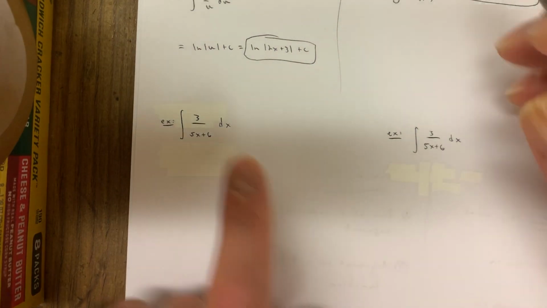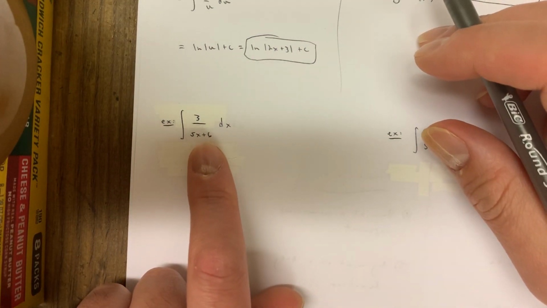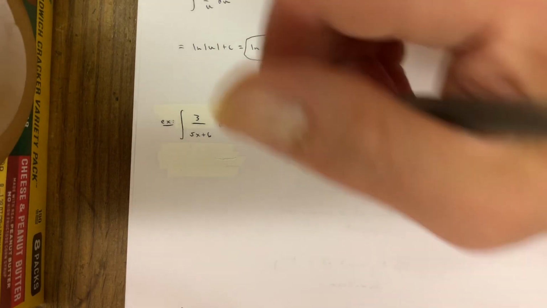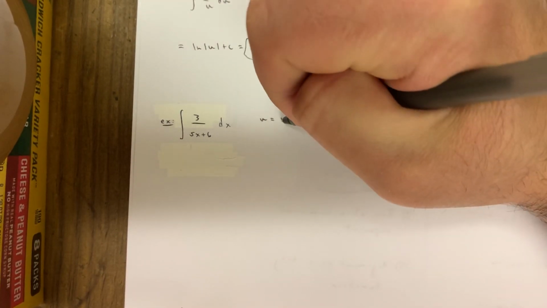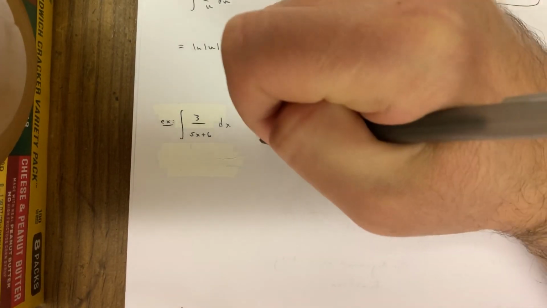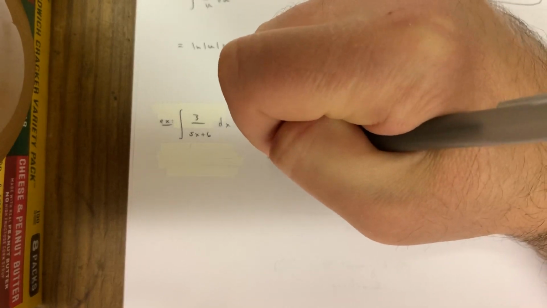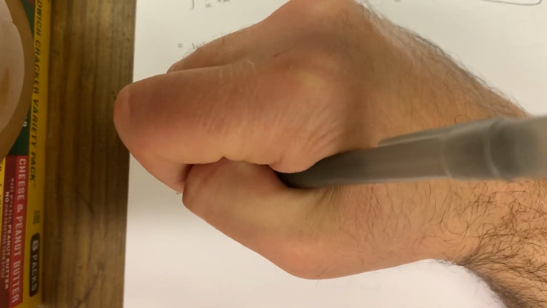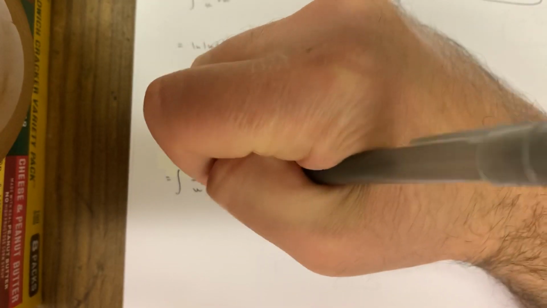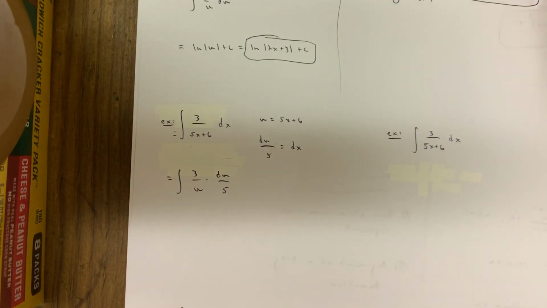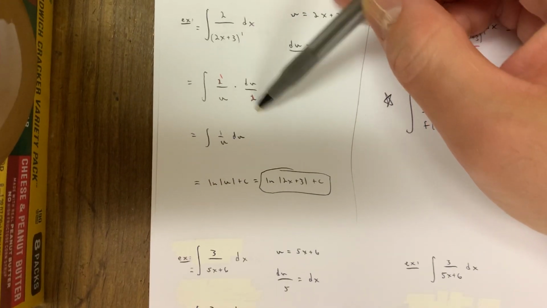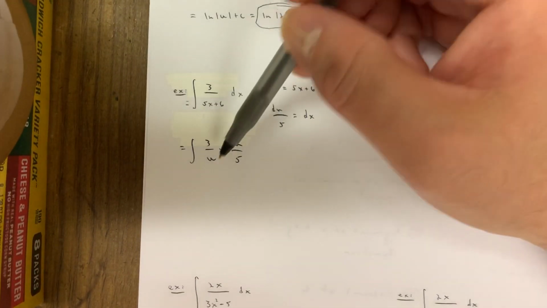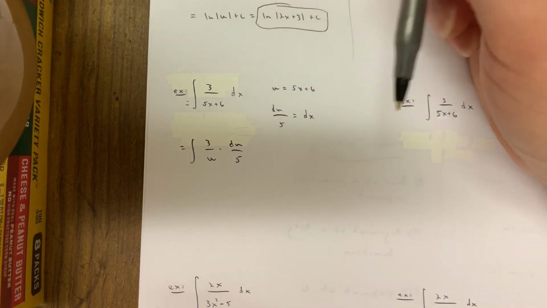If you're integrating a quotient, bottom's not being raised to a power, it's an ln situation. One way is to just set the denominator equal to u. All right, and that means du over the derivative of u, which is 5 in this case, is going to be dx. Okay, and now we can just do this the traditional way: the integral of 3 over u times du over 5. So a little bit different from the last problem. In the last problem, the 2s canceled out, and you were just left with 1 over 2, 1 over u. Here, the 3 and the 5 don't cancel out, but that's okay.